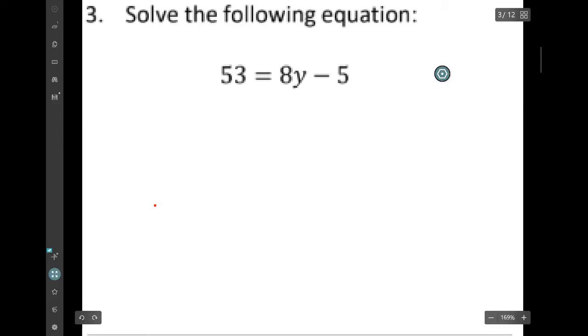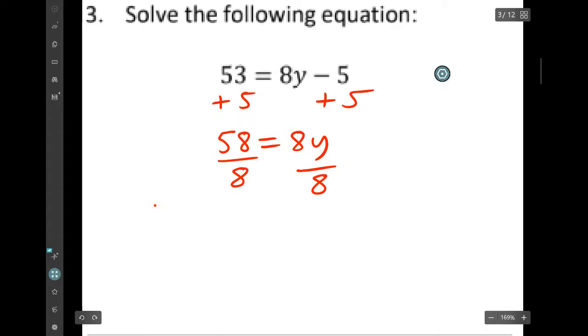Okay, next question. Solve the following equation, one of my favorite topics. How do we solve this? Well, we want y by itself, so I'm going to add 5 to both sides. So I get 53 plus 5, which is 58, equals 8y. And then I'm going to divide both sides by 8.